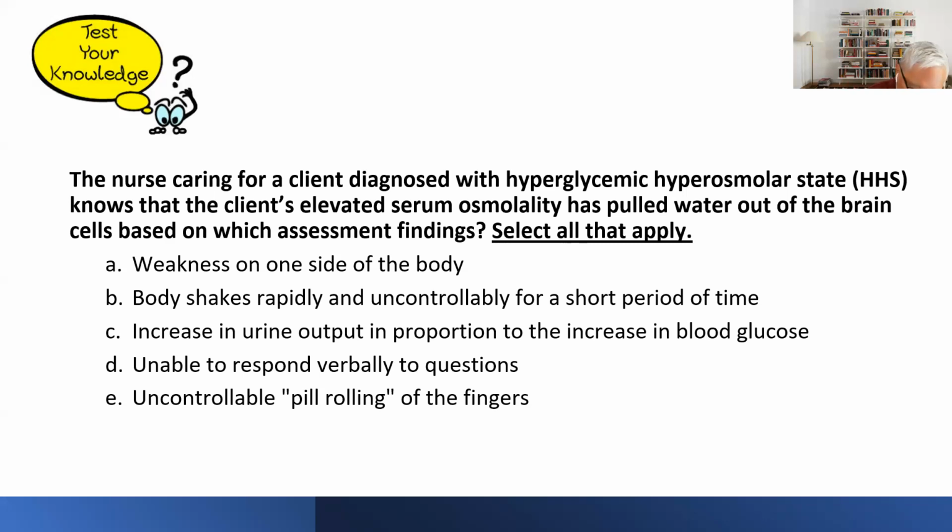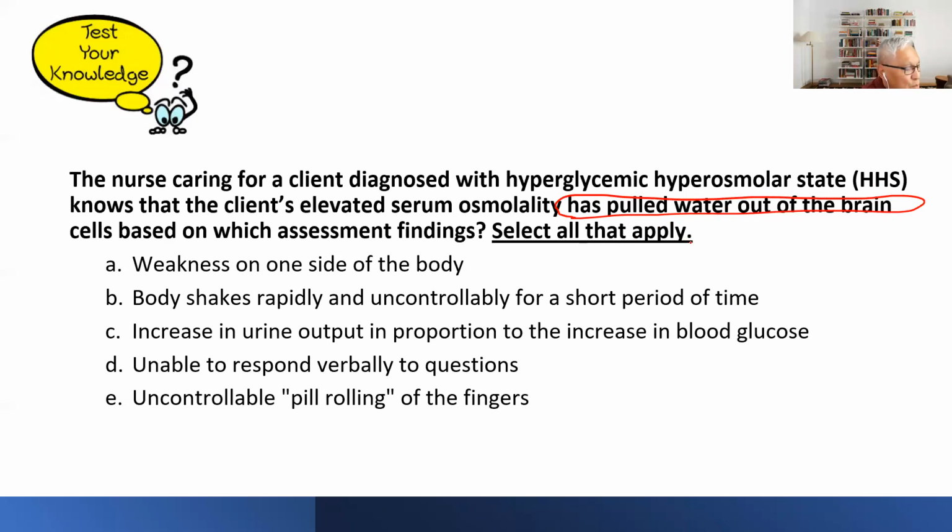Okay, so let's take a look at the question over here. When you're taking the exam, always make sure that you look at the keywords. The nurse is caring for a client diagnosed with hyperglycemic hyperosmolar state, and knows that the client's elevated serum osmolarity has pulled water out of the brain. You remember that complication that I told you? If you rapidly correct the blood sugar, you're going to cause swelling.